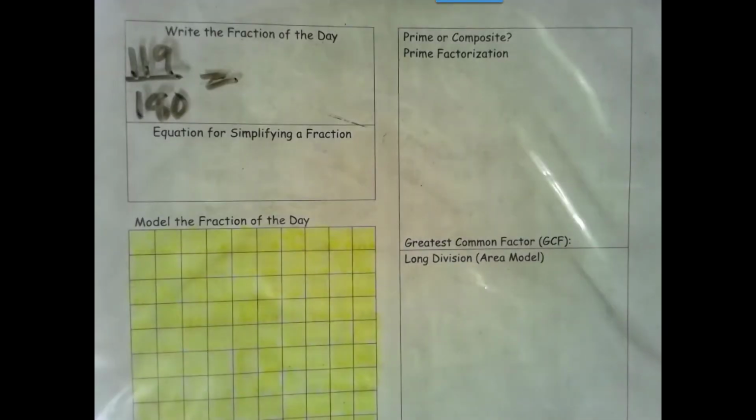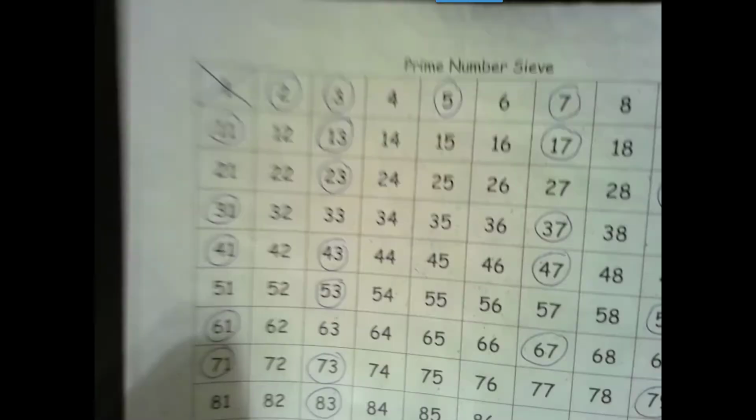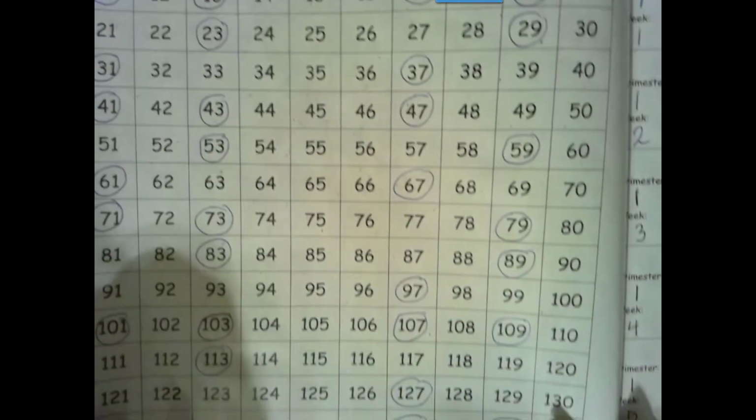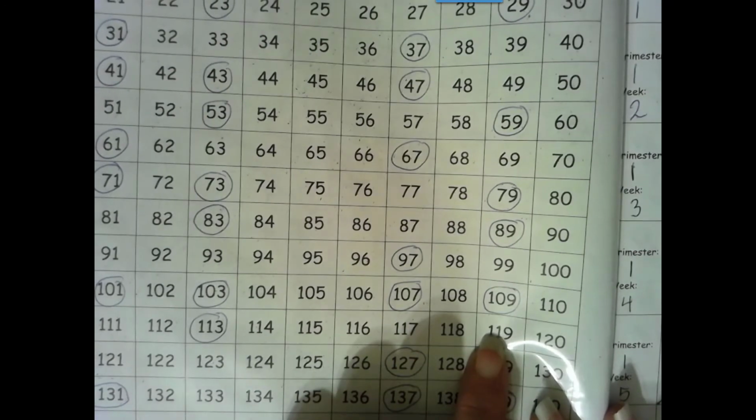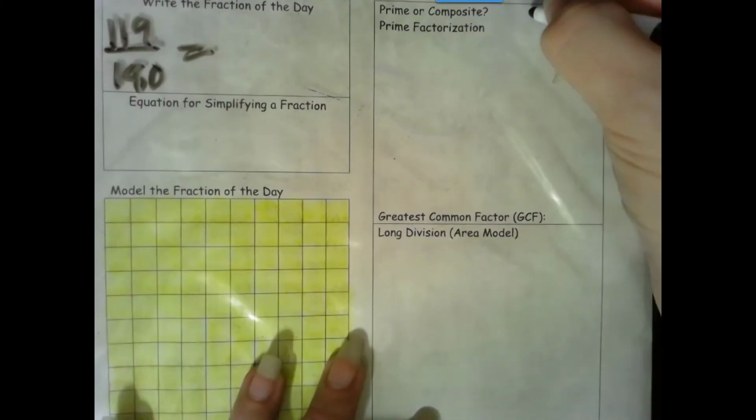Okay, let's get down our beginning fraction. We have a total of 180 school days, so that's our denominator, and we're on day 119. Now we need to figure out if 119 is prime or composite. Well, it's not even, so that doesn't help us out. Let's see, 1 plus 1 is 2 plus 9 is 11. 11 is not a multiple of 3, so 3 is not a factor. Those are our two quick ones. Ooh, 119 is not circled, so it is not prime, so it is composite.